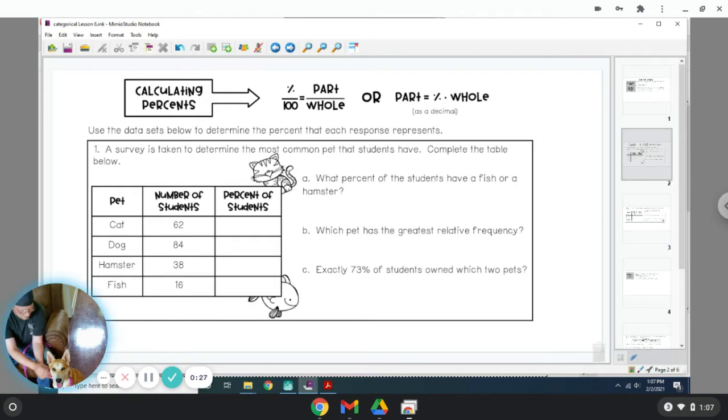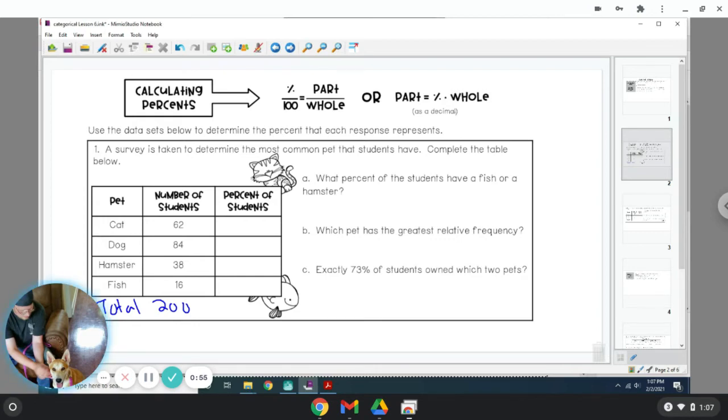So it says a survey is taken on the most common pet that students have. Complete the table below. So 62 likes cats, dogs, hamsters, fish. What we're going to do is find the total first. So you're going to do 62 plus 84 plus 38 plus 16. So there's a total of 200 students surveyed.